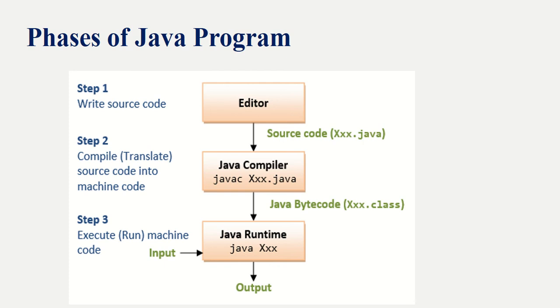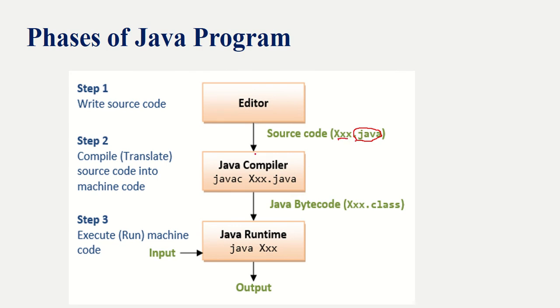All right. These are the main phases of writing a Java program. You can open any editor and write the Java code, which ends with .java, which is the most important thing. You always save it as .java and you name it whatever you want.